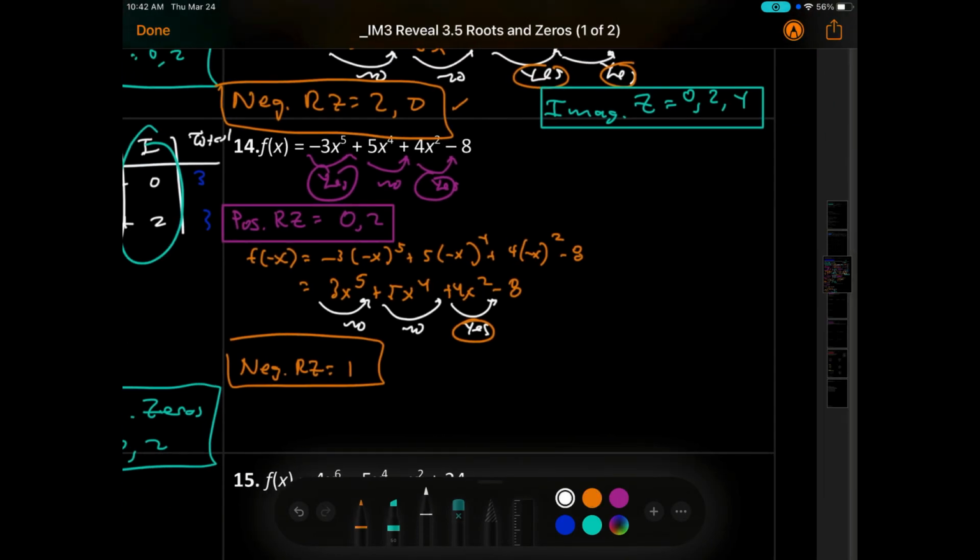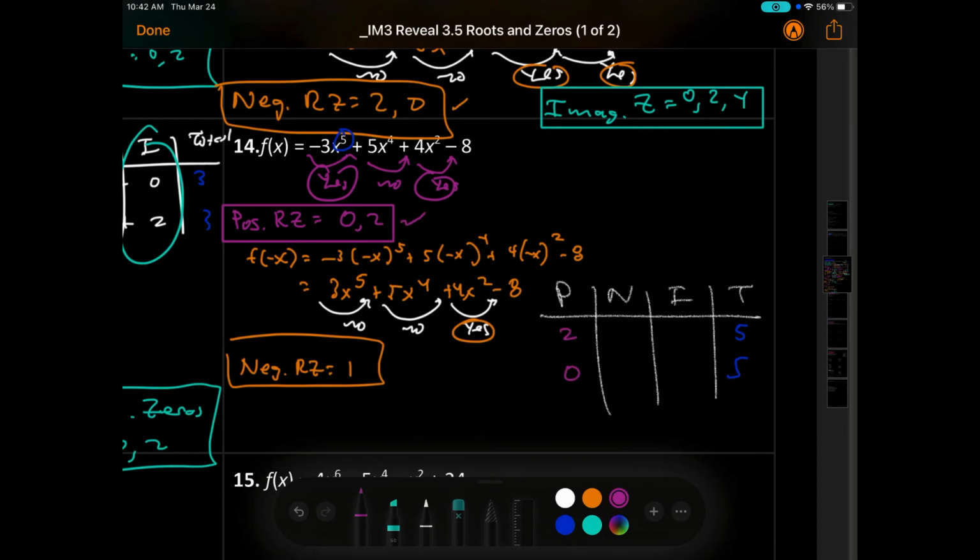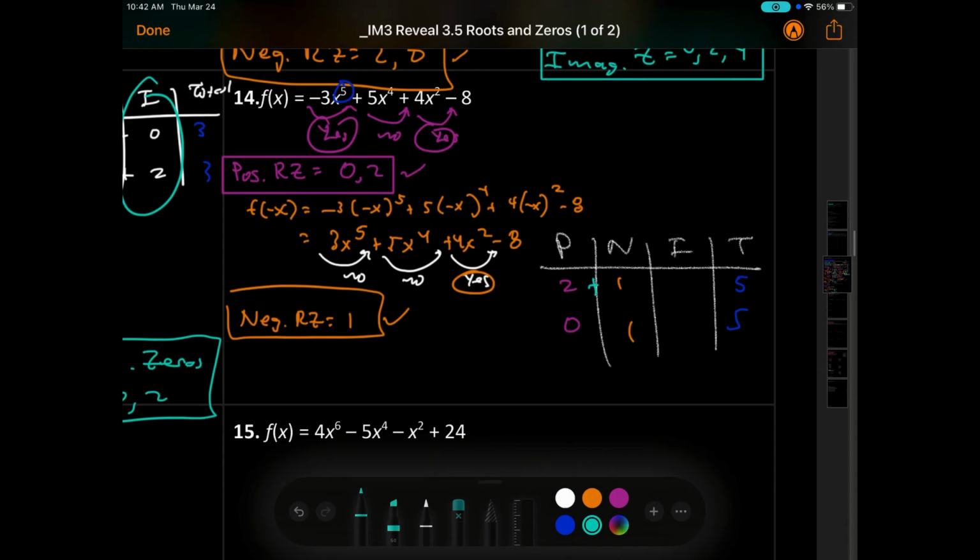Okay, let's make our chart. Positives, negatives, imaginaries, and total. So our total is going to be 5th power. Our positives are going to be 2 and 0. Our negatives are going to be 1 and 1. So 2 plus 1 plus 2. And 1 plus 0 plus 4. Okay, imaginary zeros are just going to be 2 or 4. That's our answer.